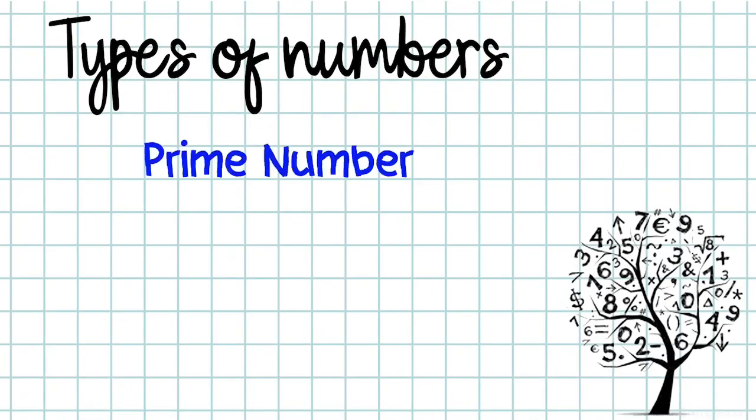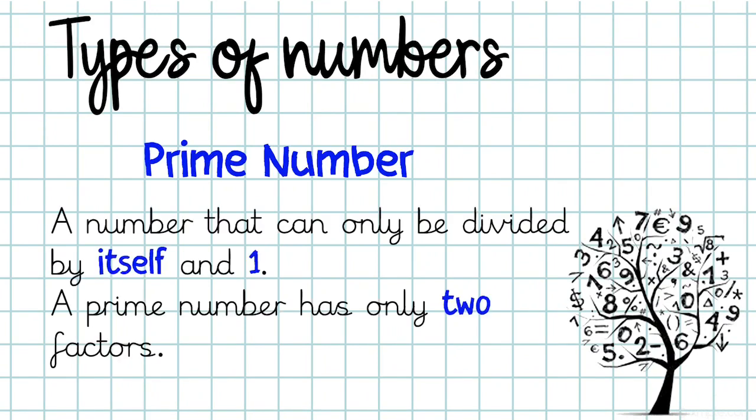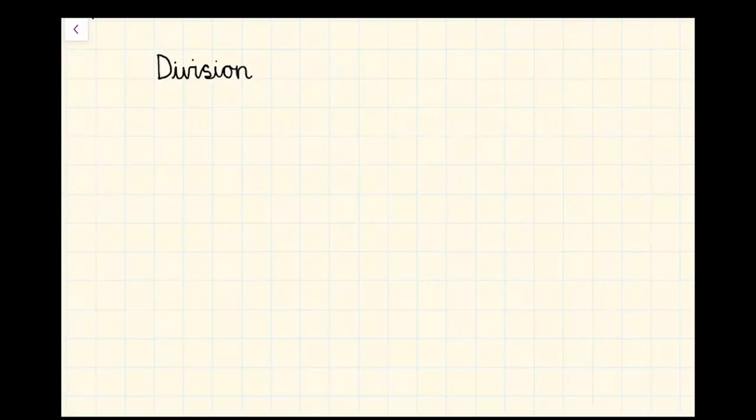A prime number then is a number that only has got two factors. It can only be divided by itself and 1. So for example, 13, 17 and 23. When we have a division calculation and the divisor is a two-digit number, we have to begin by asking ourselves, is that divisor composite or prime? And the answer to that will determine which method we take when dividing.